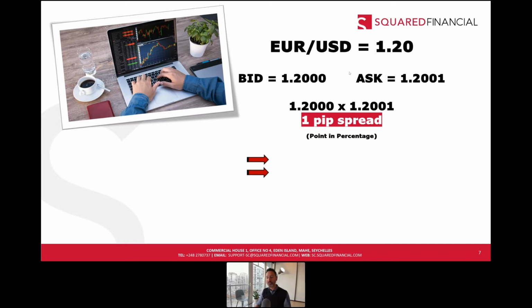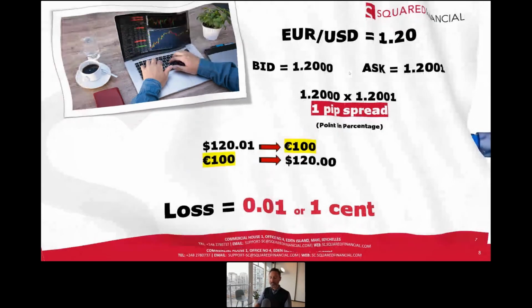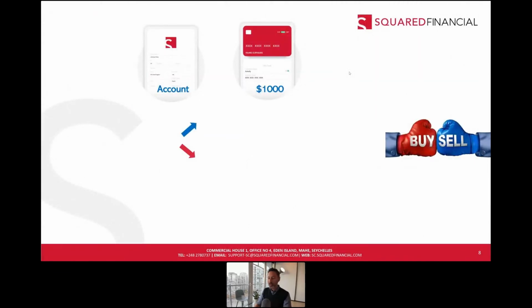We also call this 1 pip, okay? The last decimal place, the fourth decimal place, we call it 1 pip spread, point in percentage. And so let's say you want to buy your 100 euros, you will have to pay $120.01. And let's say you want to sell your 100 euros, you will get $120 back. And so your loss is 1 cent, okay? That's how online trading Forex works.